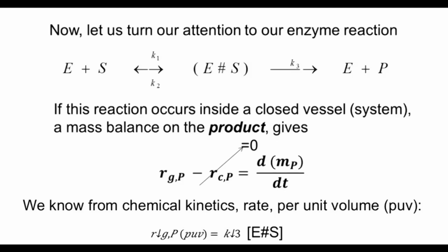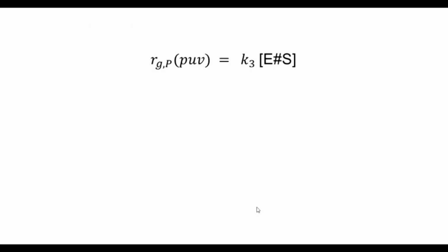RGP per unit volume. This is the normal way in which we write our rates on a per unit volume basis. This rate is on a mass basis, mass per time. This is mass per volume per time. This is what you would have learnt in high school. The rate on a per unit volume basis is K3 into the concentration of the enzyme substrate complex, first order kind of a thing. That is the earlier equation.